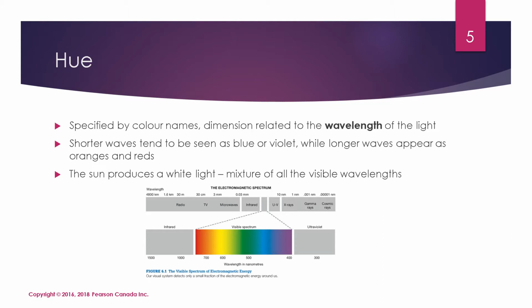The sun actually produces a white light, which is a mixture of all of the visible wavelengths. Depending on what happens to the light wave when it bounces off an object, that is how we determine the color that we're seeing. Sometimes drops of moisture can act as a prism. If you've ever seen a rainbow when it rains, that's because the drops of moisture in the air act as a prism, which separates white light into all of the colors of the visual spectrum. So you see that rainbow effect.